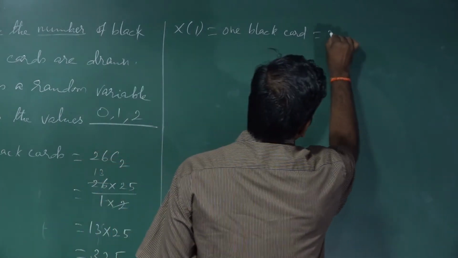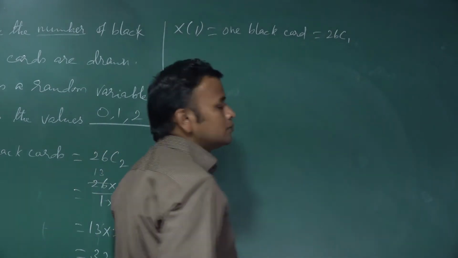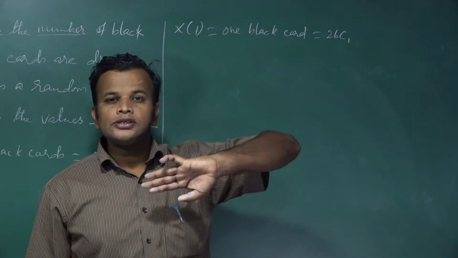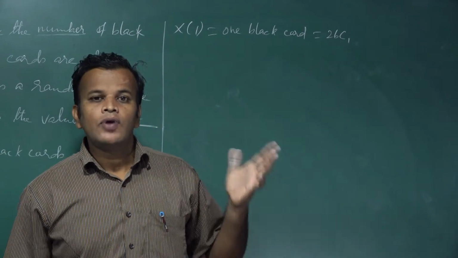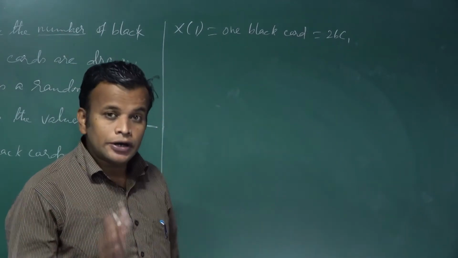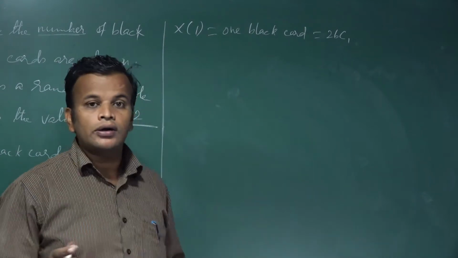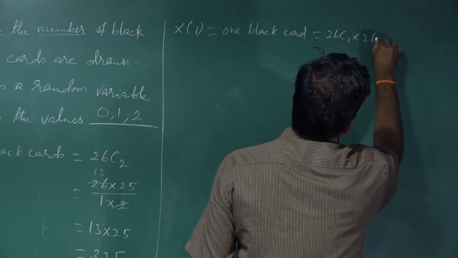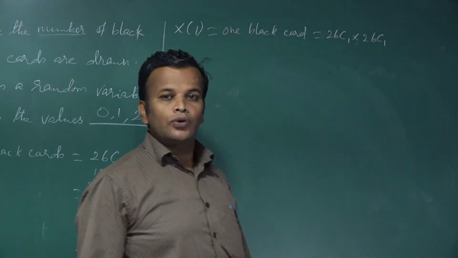So we write it as 26C1. How do I write 26C1? The number of black cards is 26. We assume how many black cards will come? 1. So 26C1 is understood. We don't take 1 card, we will be taking 2 cards. So again 26C1. Don't get confused.